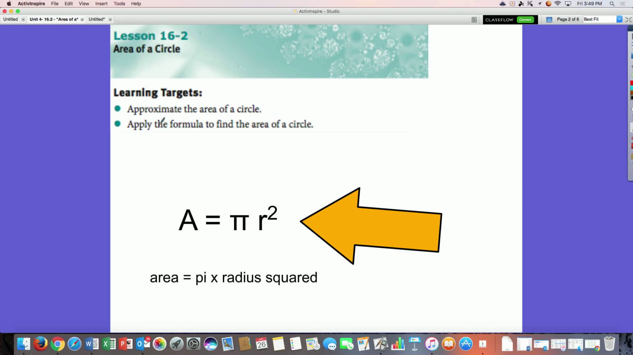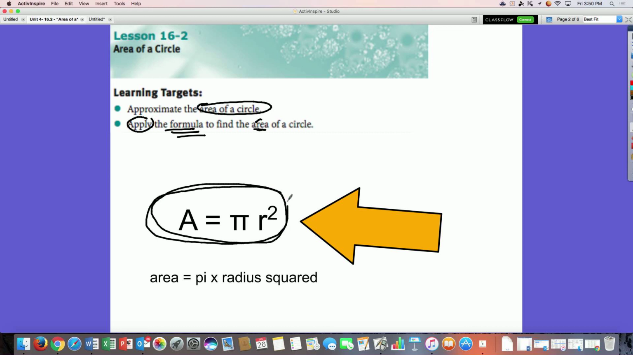3.12. What we're going to do today is we're going to find the area of a circle. And we're going to apply the formula to find the area, right? This is the formula right here. Write this down as big as you can on the top of your paper. Area equals pi times r, the radius, squared. Remember when we square numbers, 5 squared, that equals 5 times 5, right? Or 25. That's what happens when you square a number. Don't go 5 times 2.